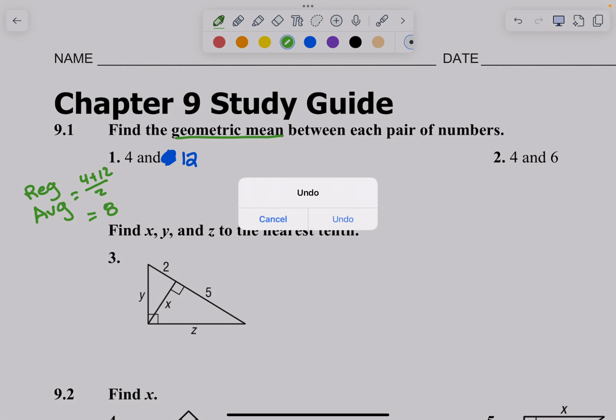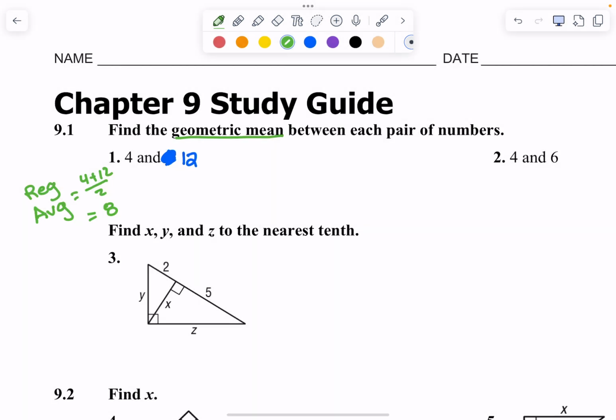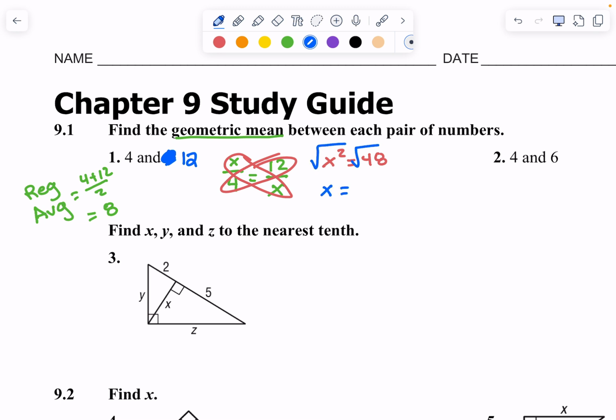The geometric mean means this. If I have a triangle going on, I would end up with a proportion that looks like x over 4 equals 12 over x. How do you do that? You do math. 4 times 12 is 48, and x times x. x squared equals 48. How do I find x? You can write this part down. You take the square root, and the square root of 48 is something.